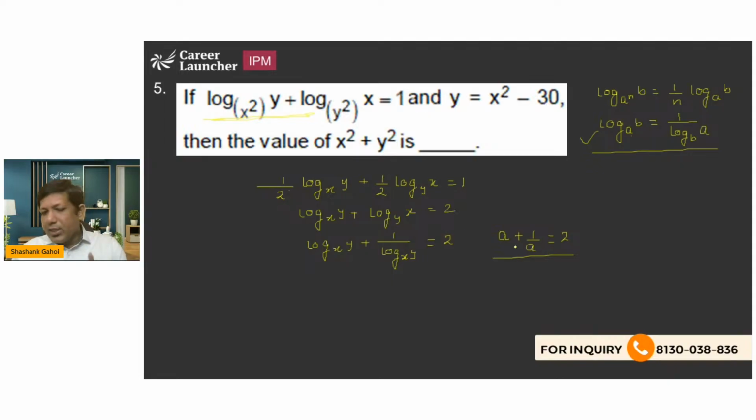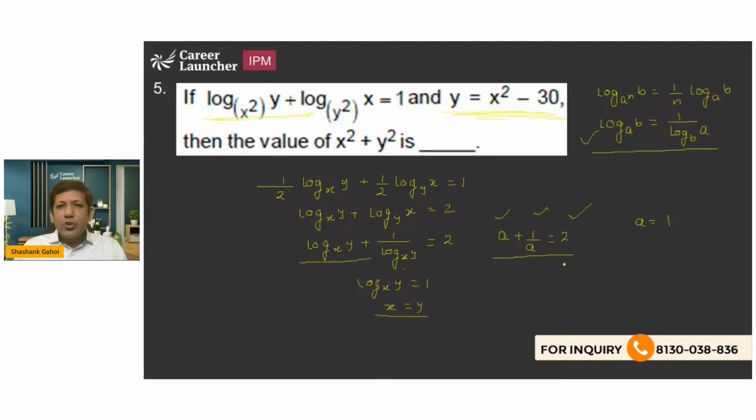But the thing is, what I can see in this particular question, that if I put a equal to 1, so 1 plus 1 and that's equal to 2, this is clearly visible to me. It means I can say this value should be equal to 1. Directly I can say this is 1, this is 1, this will become 2. So log of base x y is equal to 1. So from here I can say x equal to y. Okay. Now I am going to solve this one.